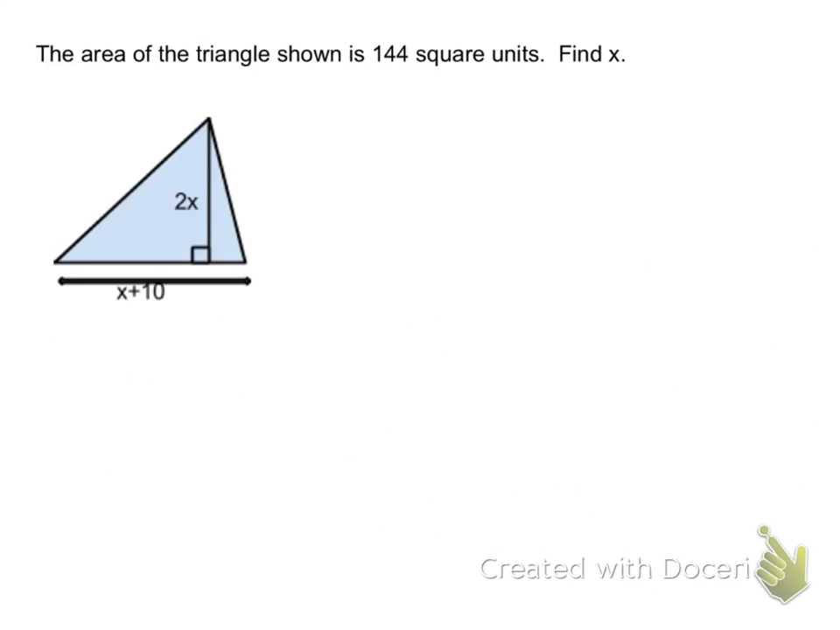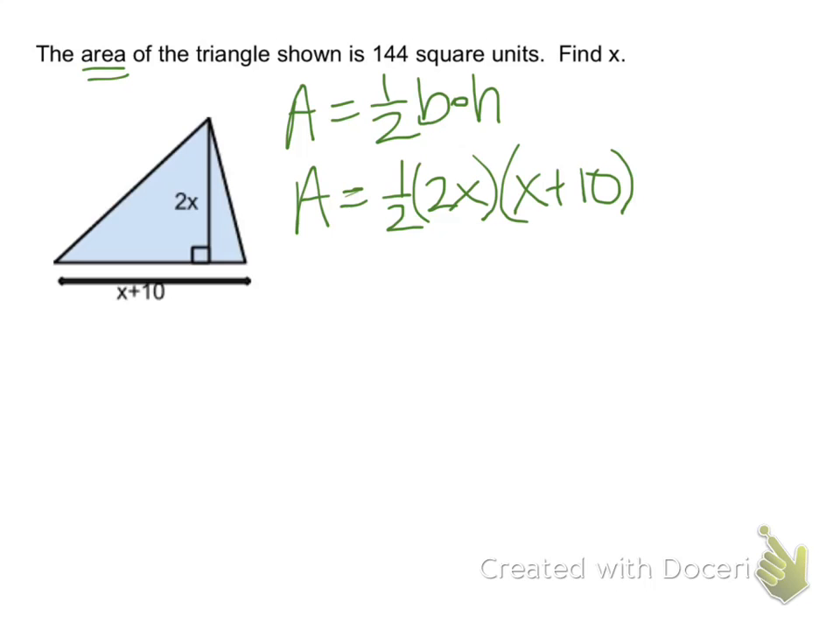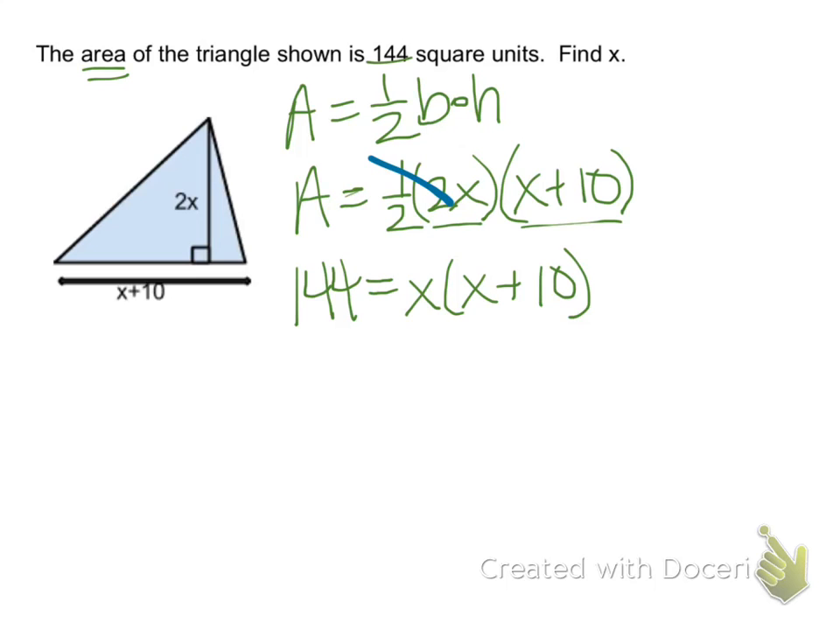We have the area of the triangle, which is 144 square units. Let's find x. The area of a triangle, we're going to use the formula 1/2 base times height. And so 1/2, when we know the height is 2x and the base is x plus 10, and the only reason I did the height first and then the base was because I noticed that 1/2 times 2 is 1.